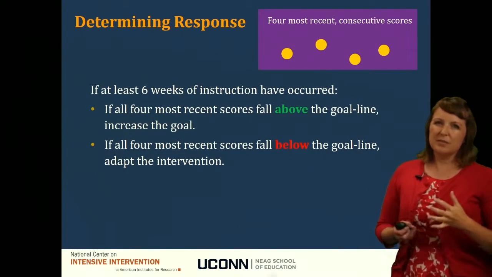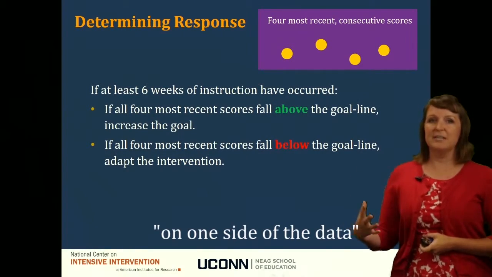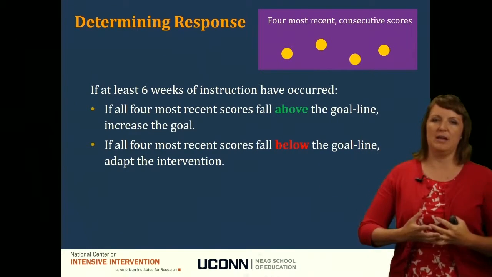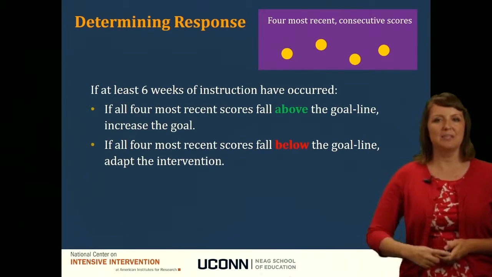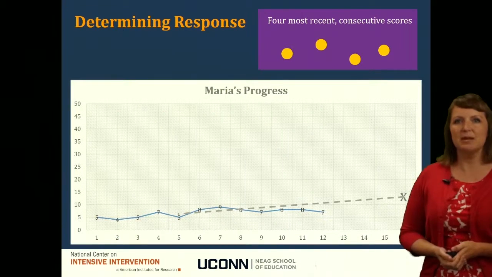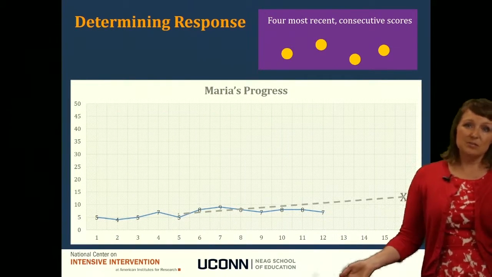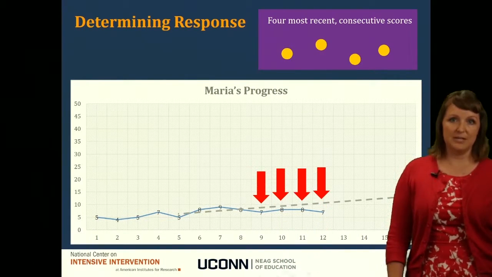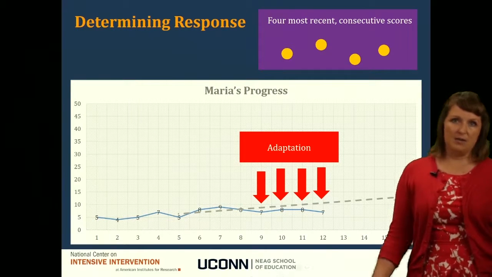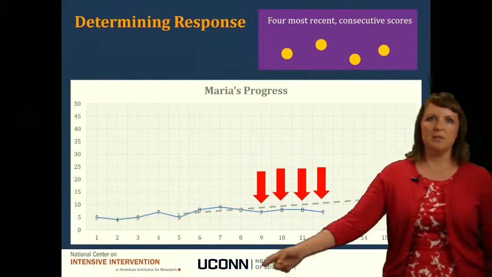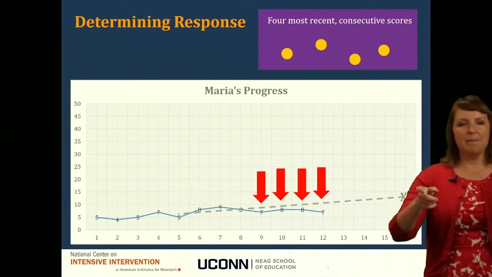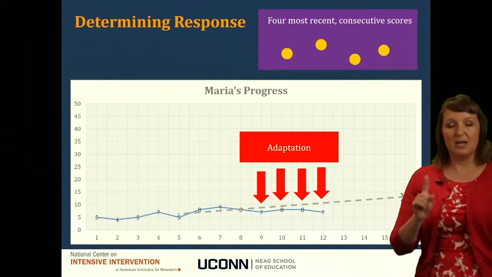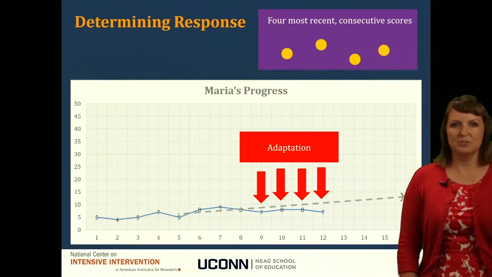Now I can also think about what happens when those scores fall below the goal line. That's to adapt the intervention, and we'll talk about that in later modules. So let's say Maria's scores look like this. All right, so here are her 4 most recent consecutive scores, and I'm going to go back real quick. So there they are, and they are falling below the goal line, so it's time to make an adaptation. And again, we will talk about that in later modules.